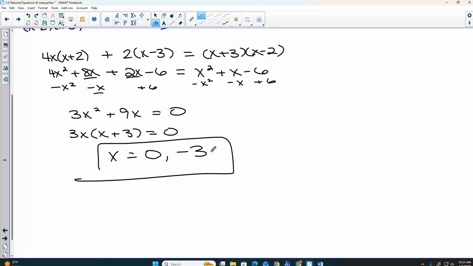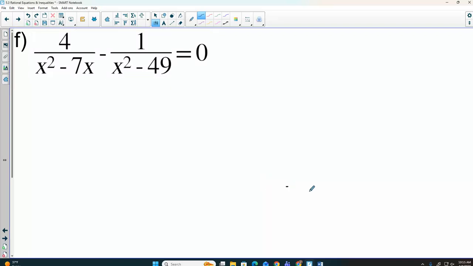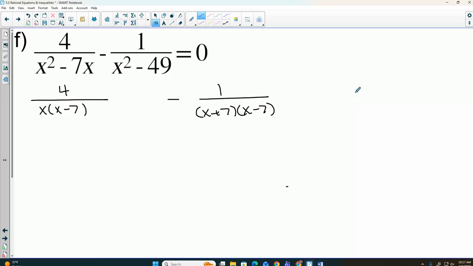Any questions there? I want you guys to take a minute and try this one. This will probably be our last one. Looks like we are on the right track.